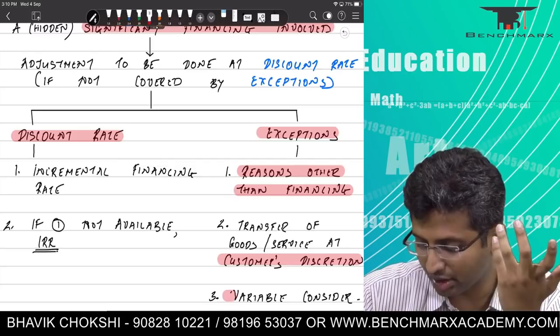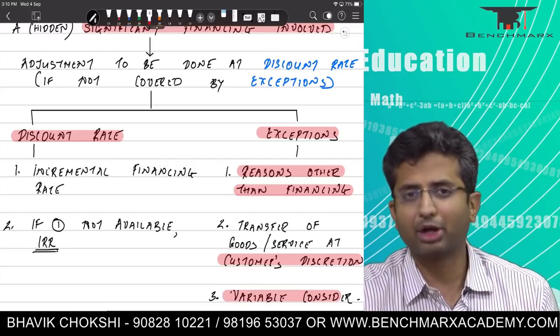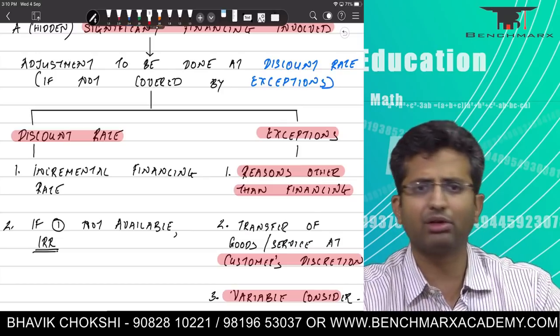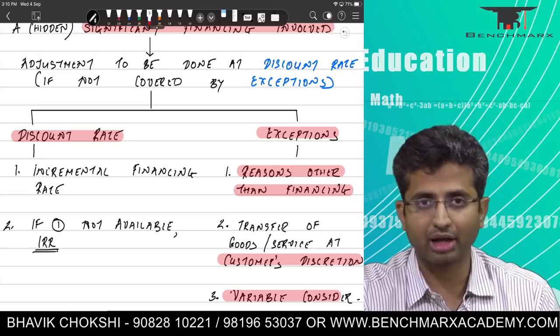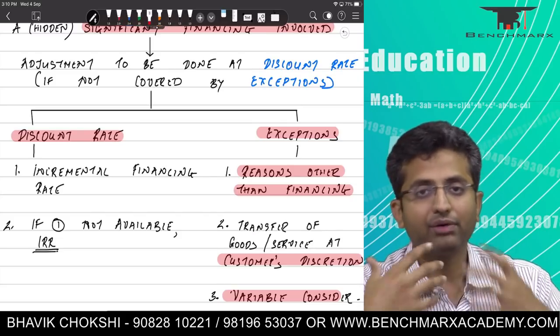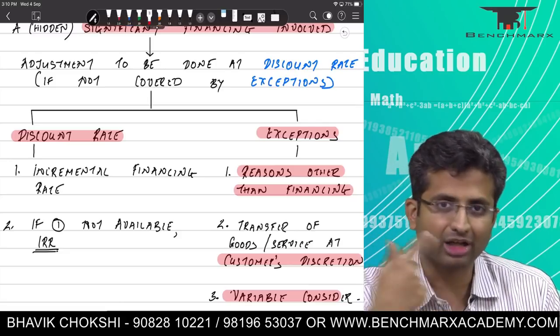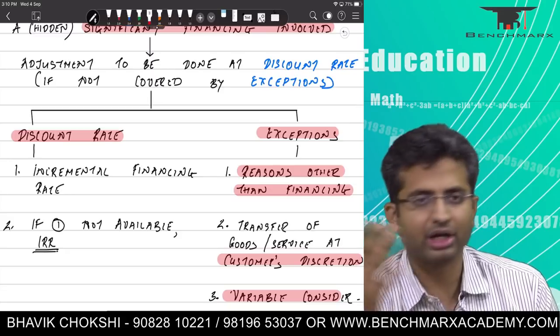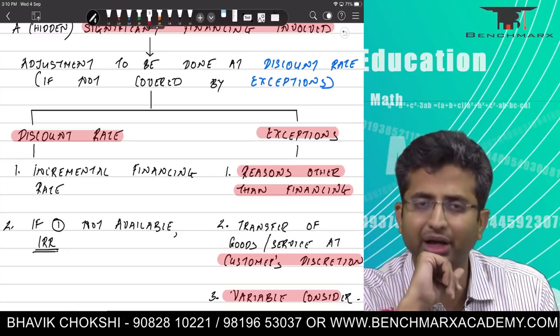Third, variable consideration is involved. Something like, let us say, authors. Let us say I'm an author and I've given the copyright of my book to a particular publisher. Publisher and the author agree to a sales-based royalty. Now, we will not be able to decide the amount of payment till the time sales happen in the future. So let's say sales happen over a 2-year period, and after 2 years, a particular amount is paid as royalty.